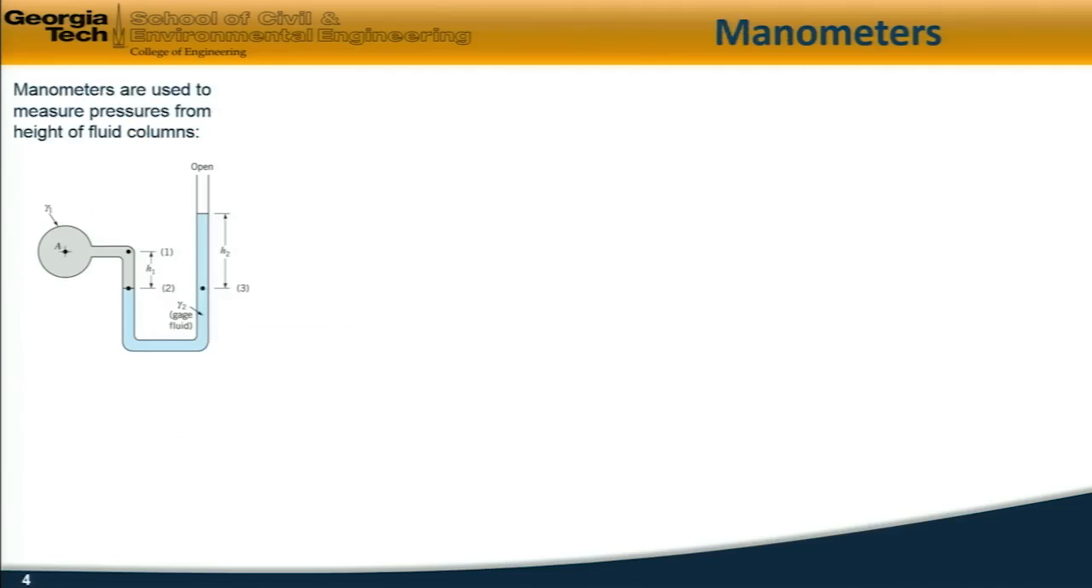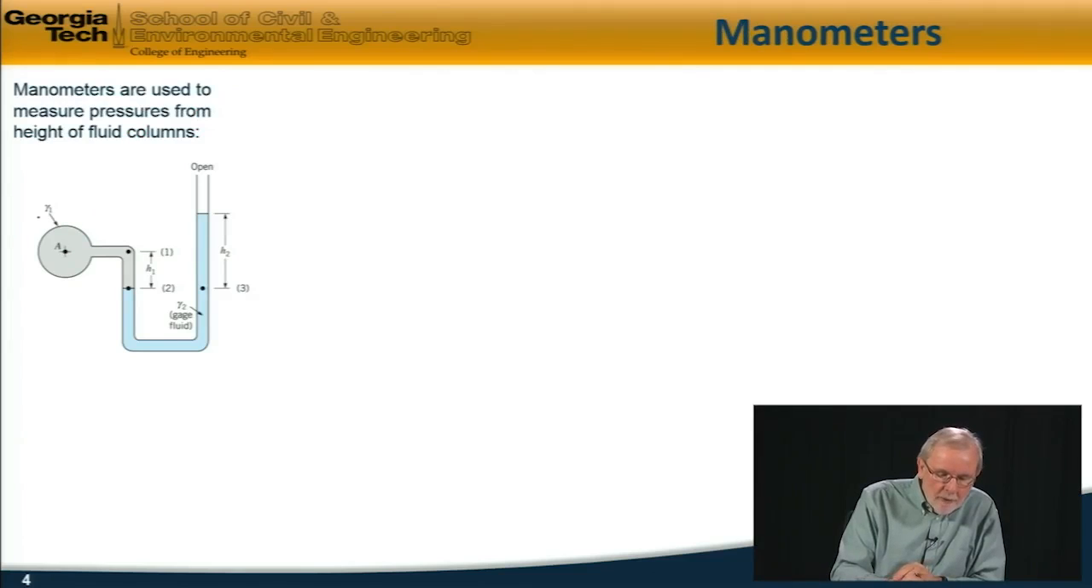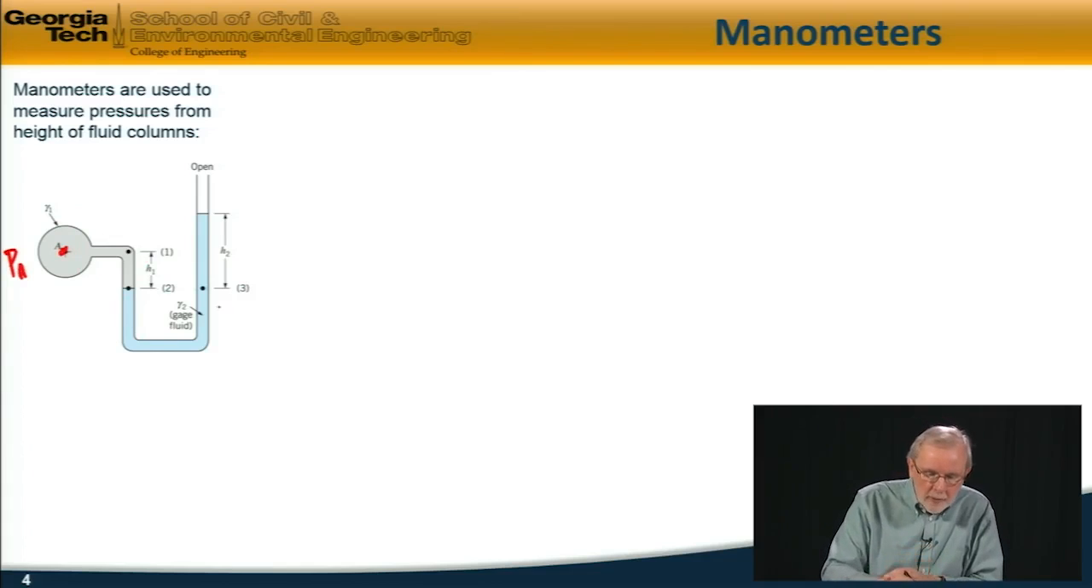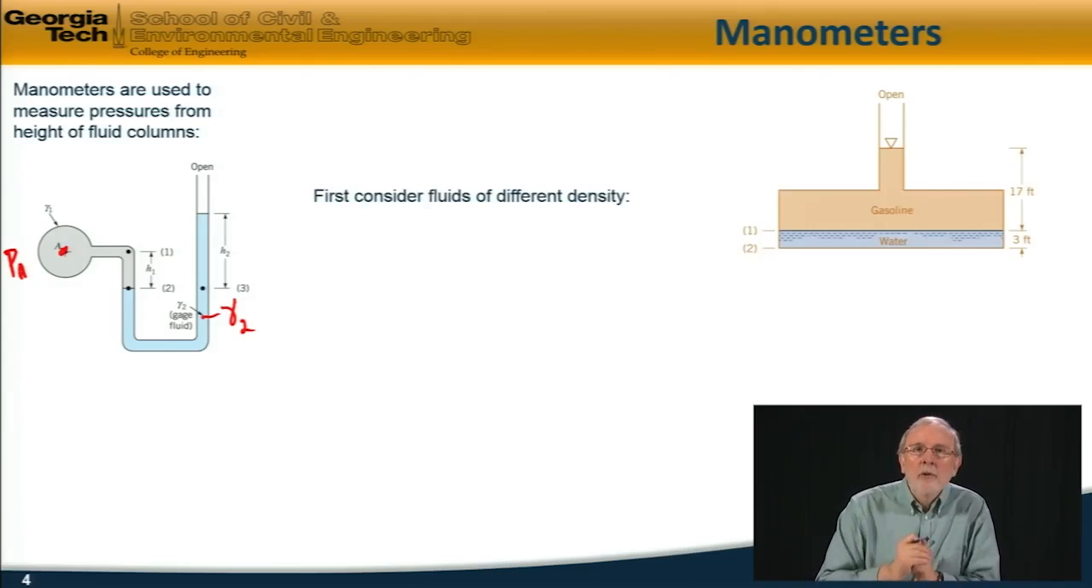Manometers are devices which are used to measure pressures of fluids by observing the height of fluid columns. Consider, for example, I have a pipe or a vessel here, and I'm interested in the pressure in this pipe, which we'll denote by PA. It's connected to a manometer, where the manometer contains some different fluid, the manometer fluid, whose specific weight is gamma 2. Now, to analyze cases where we have columns of different densities, let's consider a simplified example here.